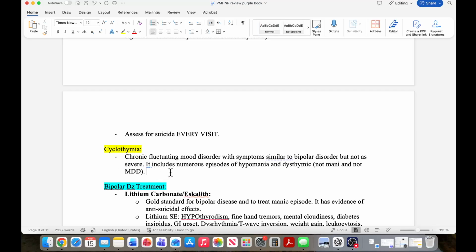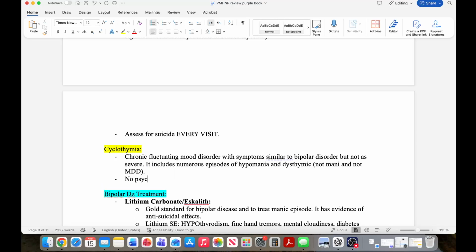Of course, you're going to educate, blah, blah, blah. But the big thing here is no psychotic episodes. Because if it has a psychotic episode, it'll be called something else. Okay? If you're going to call something cyclothymia, the patient should not have psychotic episodes.